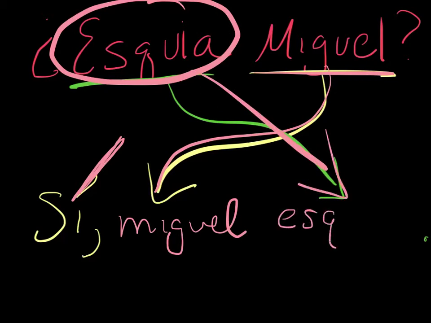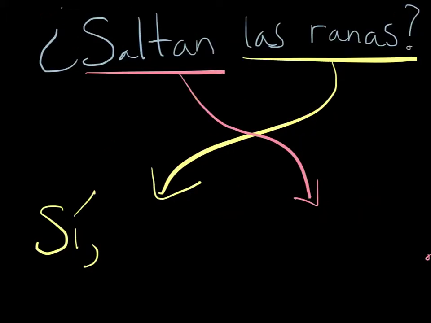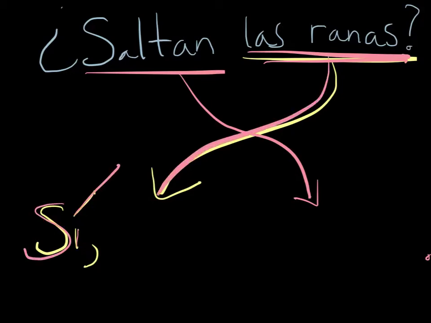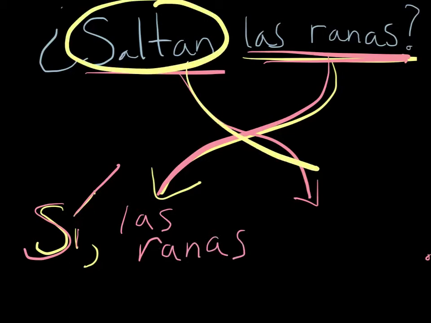Sí, Miguel esquia. Yes, Miguel skis. Saltan las ranas. Do the frogs jump? Again, you're not the frog, so yes, we've seen frogs jump. Bring that down, las ranas, and then you simply copy the verb. You bring saltan down as is. So that gets really easy. You don't have to think at all. You just drop down the subject, drop down the verb.